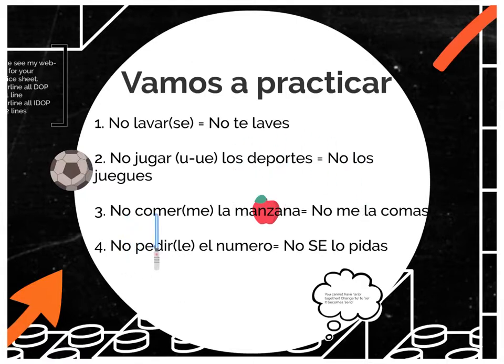No comerme la manzana. Don't eat the apple. This one, comer, you do it yourself. So therefore, sometimes it can be reflexive. We don't teach it that way necessarily, but this was just an example I wanted to bring up here. So no me, okay, here's my reflexive, me, no me. And then I have la manzana, which is the direct object pronoun.